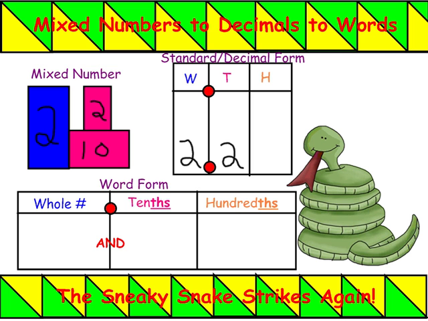Now I'll bring back the whole number so you can see your mixed number again. We're going to read it as 2 and 2/10. Remember the decimal says and. Now we're going to come down here to the word form box and write it in words. We're going to put the whole number here and then the fractional part here.